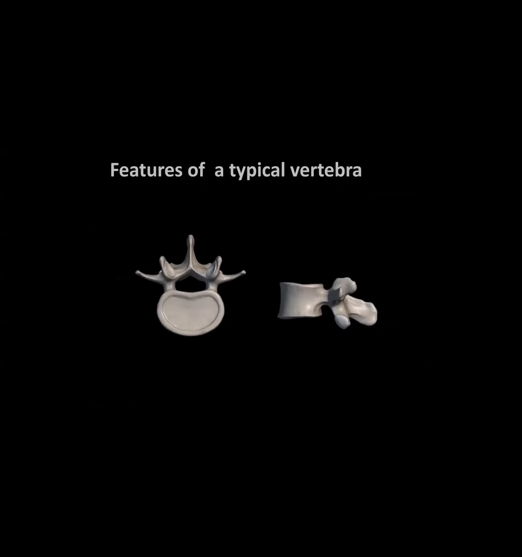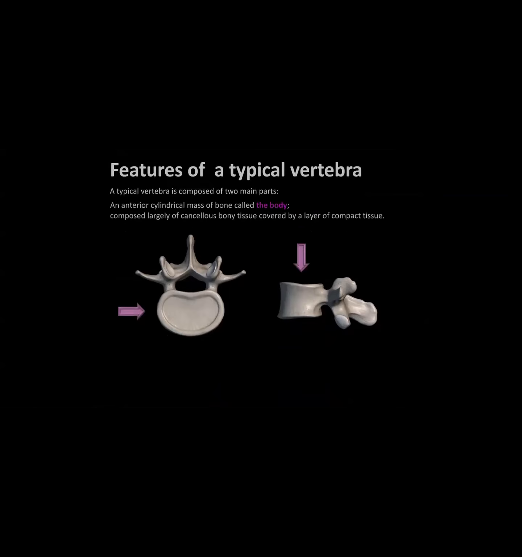Features of the typical vertebra. The typical vertebra is composed of 2 main parts. The anterior cylindrical mass of bone is called the body, composed largely of cancellous bony tissue covered by a layer of compact bone. The superior and inferior surfaces of the bodies are flattened and covered by a thin plate of articular hyaline cartilage and are known as the end plates.